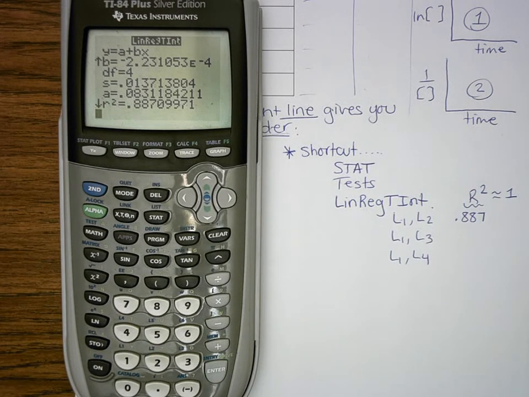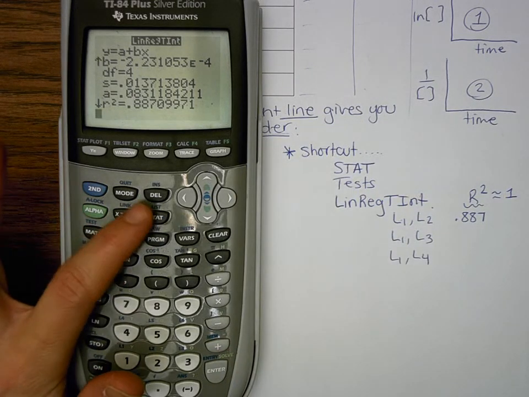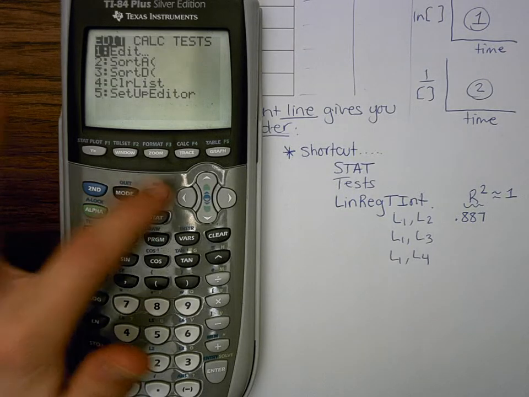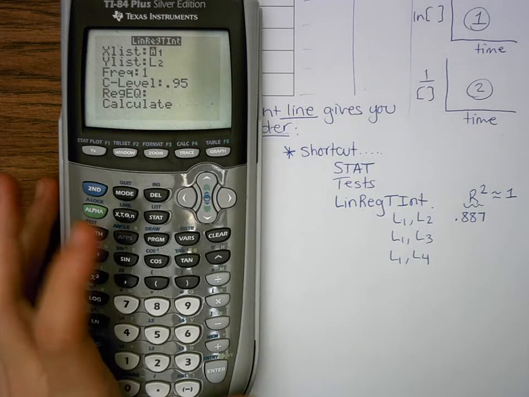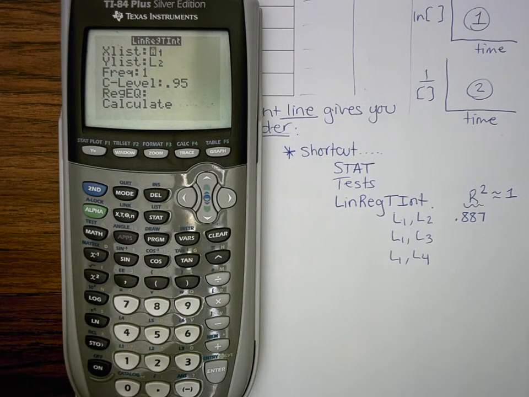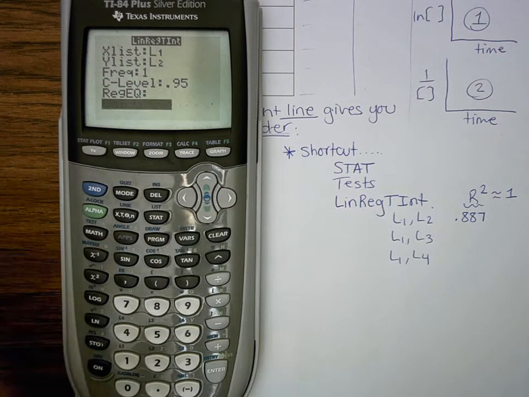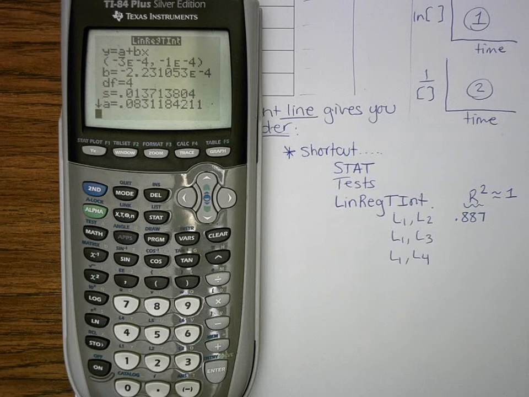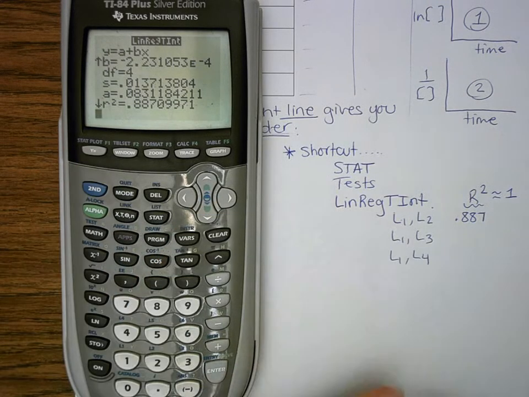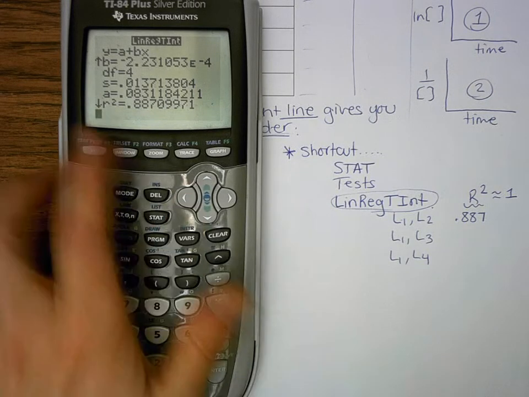Wait, you go down to where you're on the LinReg T-Int? Okay, right. Let me go there. Right here. You're right here, right? That's what you're asking me? Okay, so you typed in L1 and L2? Yeah. So then you just go down to calculate, and then you just hit enter. And you guys on different calculators, you'll have different menu options, but there should be something that says something like this. Okay, and then you find that R-squared value.